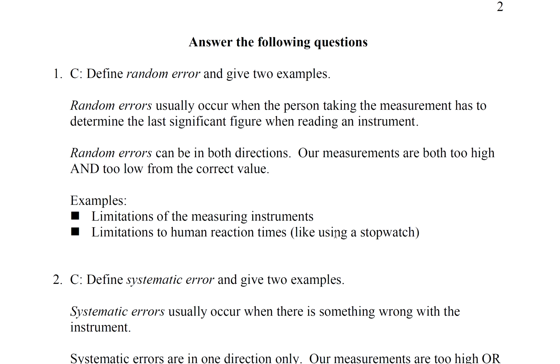Question 1. Define random error and give 2 examples. Random errors usually occur when the person taking the measurement has to determine the last significant figure when reading an instrument. Random errors can be in both directions, meaning our measurements are both too high and too low from the correct value. So examples are limitations of the measuring instruments and limitations to human reaction times, like using a stopwatch.